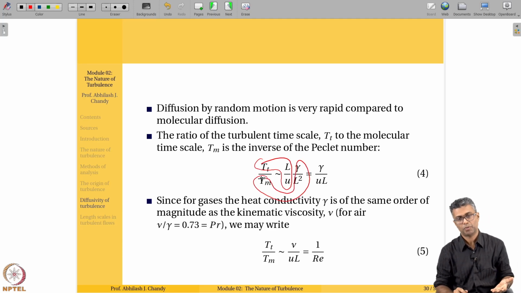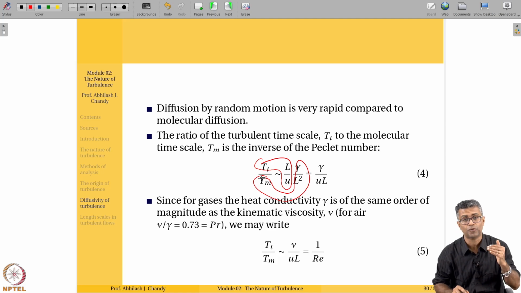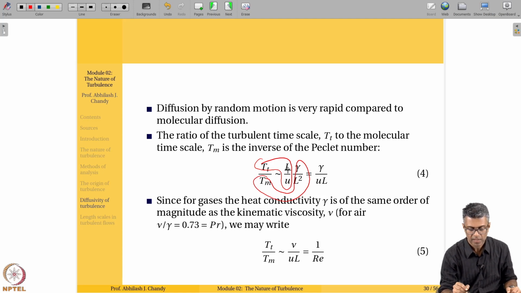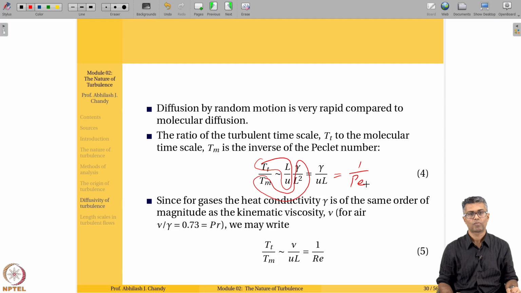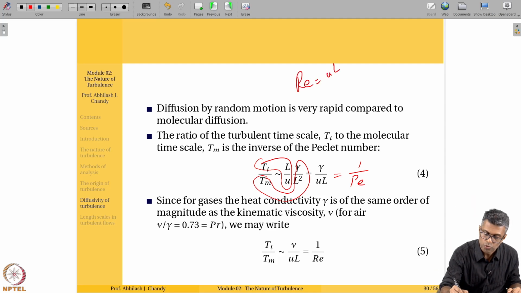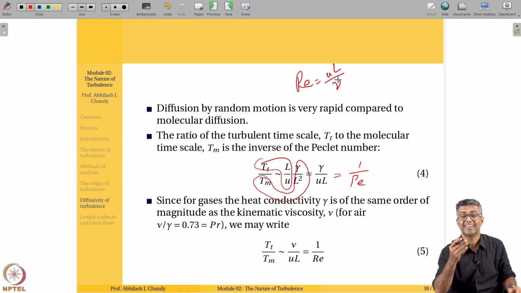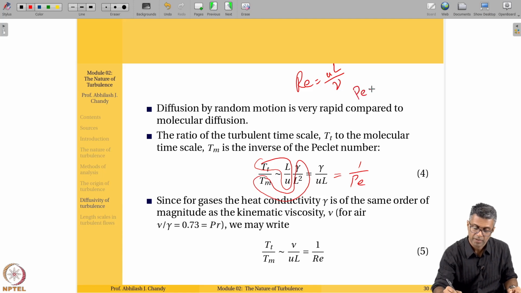Tm is obviously a molecular property, a molecular time scale. Tt is a flow property. That's the difference. If you take the ratio of the two, Tt over Tm, one of the L's gets cancelled out and you get something like gamma over UL. This is 1 over Peclet number, because Peclet number is UL over gamma. Just like Reynolds number is UL over nu, where nu is the kinematic viscosity or momentum diffusivity. Peclet number is UL over gamma, where gamma is the thermal diffusivity.